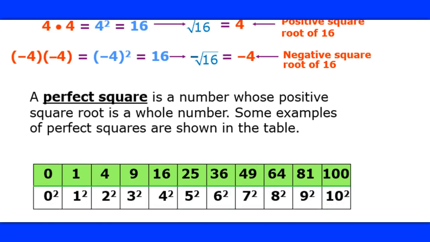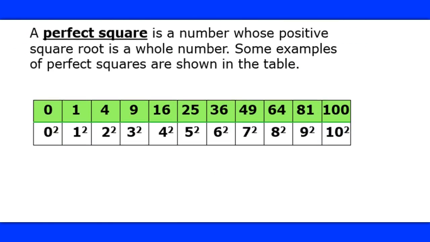Okay? Perfect squares. Here's a list of perfect squares. Now, you should know these. You actually should know more than these. So you should know what 11 squared is, 12 squared, 13 squared, at least up through 13 squared. If not, 14, 15. You should probably know what 20 squared is, 30 squared, 40 squared, 50 squared, 60 squared, etc. Okay? So look at these.